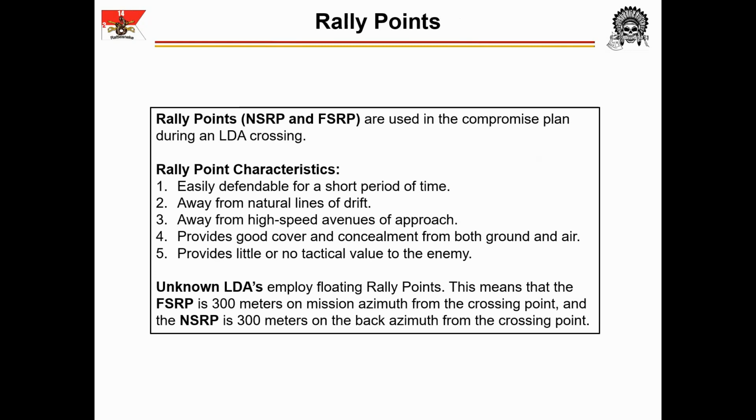It can be found by subtracting 180 degrees from angles greater than 180, or adding 180 degrees to angles less than 180. For example, if the mission azimuth is 270 degrees, the back azimuth would be 90 degrees. Conversely, if the mission azimuth is 90 degrees, the back azimuth would be 270.